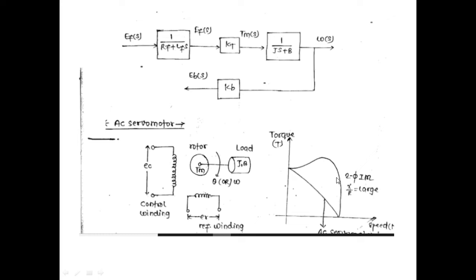It was that the motor was running at a stable operating point. Suddenly, there was an increase in the load torque. When there was an increase in the load torque, the speed of the motor reduced. When the speed of the motor reduced, it resulted in a higher torque. So higher torque would have resulted in an increase in the speed.